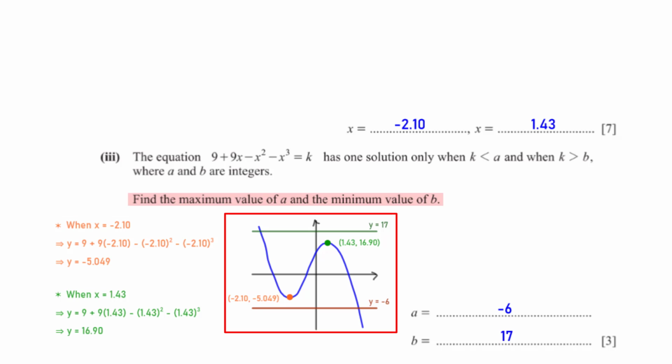In the illustration, we see that the line y equals k, where k is less than -5, cuts the graph at only 1 point. So the maximum value of a in this range is -6. We also see that the line y equals k, where k is greater than 16, cuts the graph at only 1 point. So the minimum value of b in this range is 17.